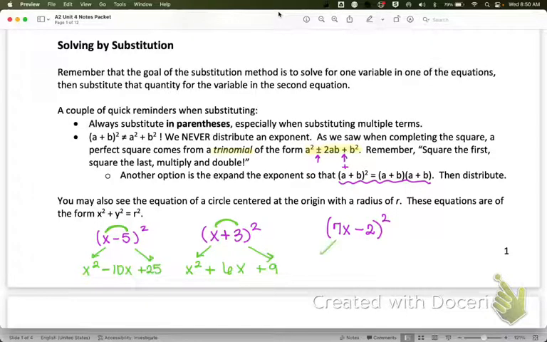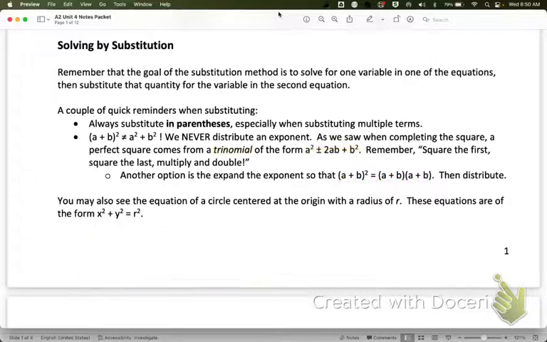When I square the first, we have to square the 7 and the x, so I get 49x squared. Square the last, I get plus 4. Now multiply and double. 7x times 2 is 14x. Times 2 again is 28x, and we bring down the minus. So that's a really quick way to multiply them out, okay?